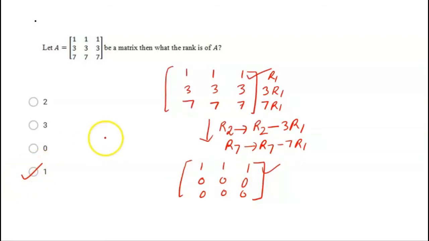So both ways work, though this was not needed. It was very much obvious that the second and third rows are just multiples of the first row, so only one row is independent, so that is why its rank is equal to 1.